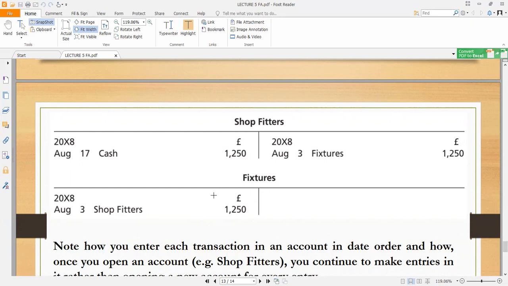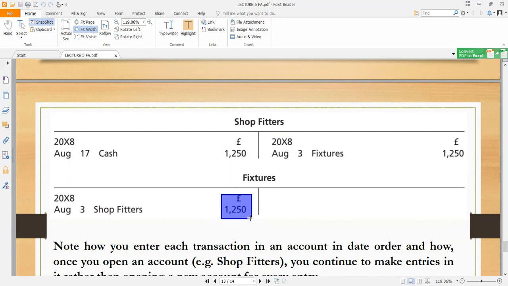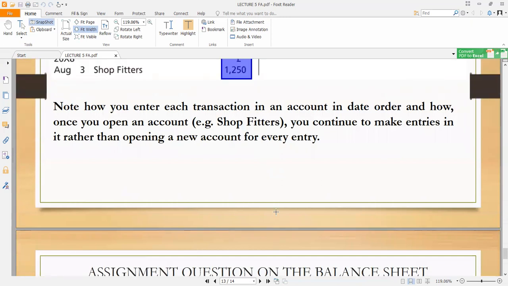Now, this 1,250, we are talking about a debit. So it is debited from our account, meaning that we are paying off at this point. Here it came as credit. Then further here, it went out as debit because we had to pay. Note how you enter each transaction in the account in date order, and how once you open an account, shop fitters, you continue to make entries in it rather than opening a new account for every entry. As simple as that.